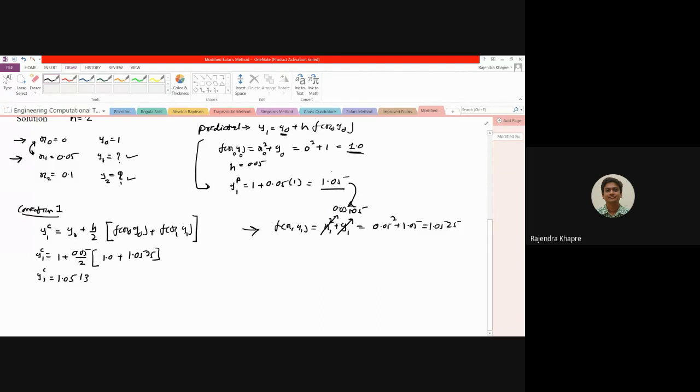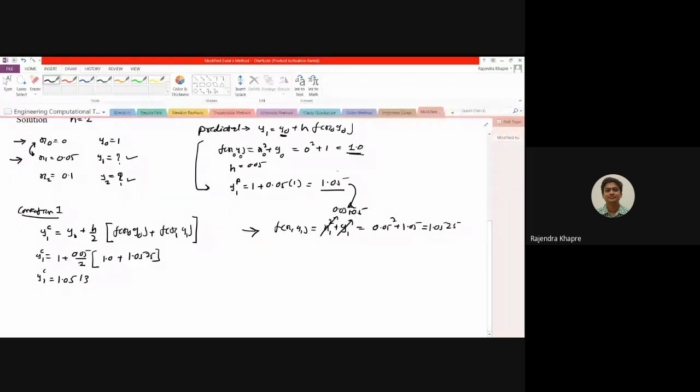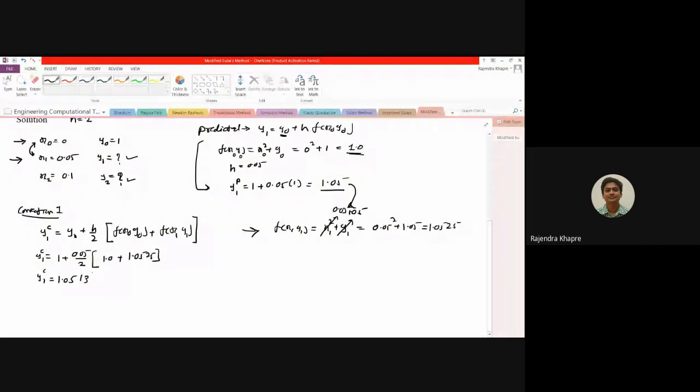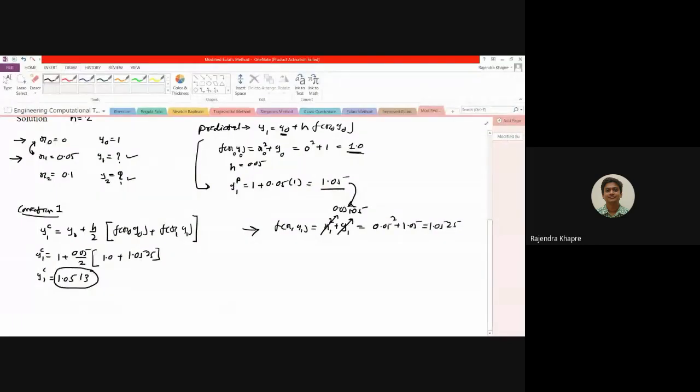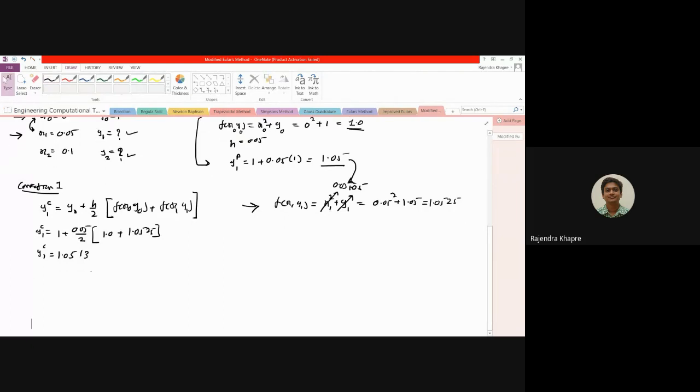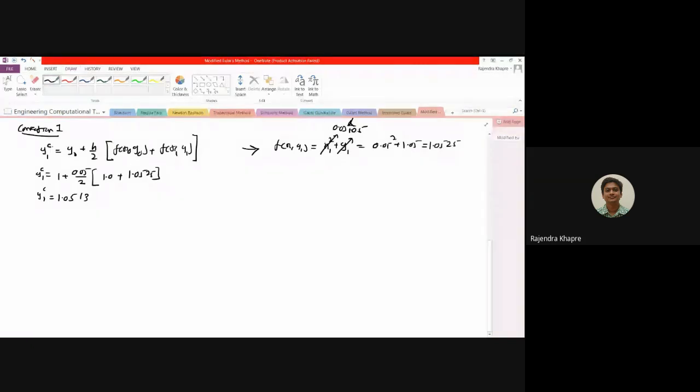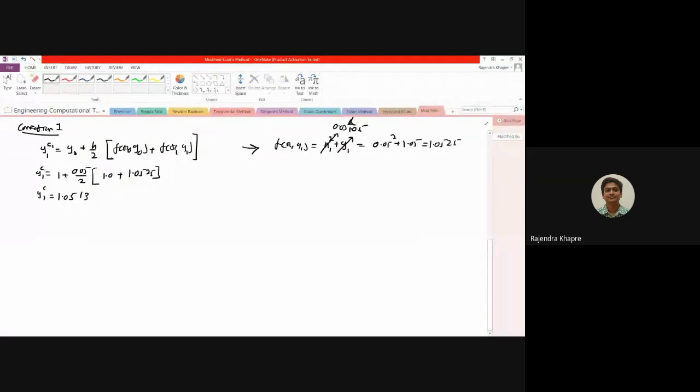You see we started with the predicted value, which is 1.05, and after correction the value was found to be 1.0513. But this is just the first correction. In the modified Euler's method you have to go for many corrections until you get the correct answer. So if this is correction 1, I am going to put C1 over here.